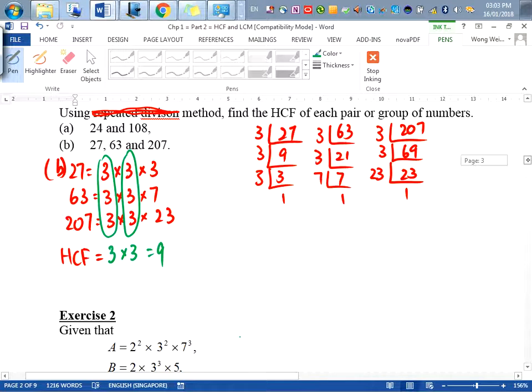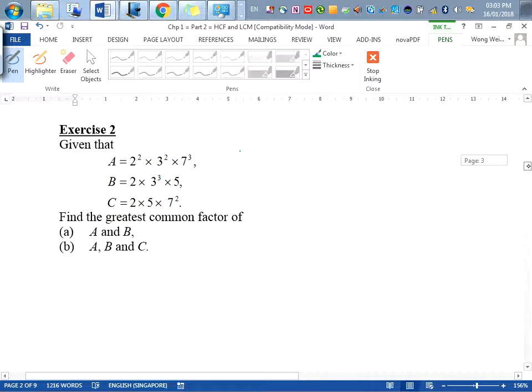So let's move on to exercise 2. Given that A, B, C are as such, find the greatest common factor or highest common factor of A and B. So for part A, HCF will be equals to, we don't need to care about C, what is common in A and B? Let's look at the number 2. How many 2s are there in A? There are 2 of them. How many 2s are there in B? So what is the common factor? Just like this, right? Any more common factors?